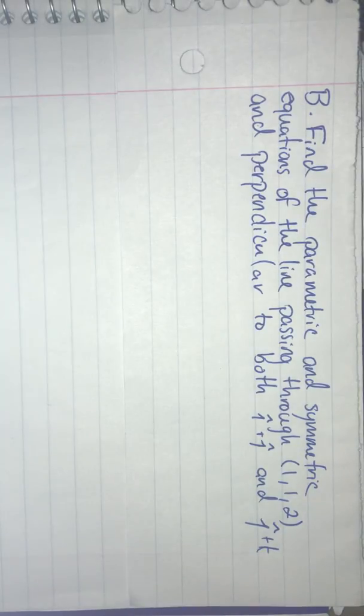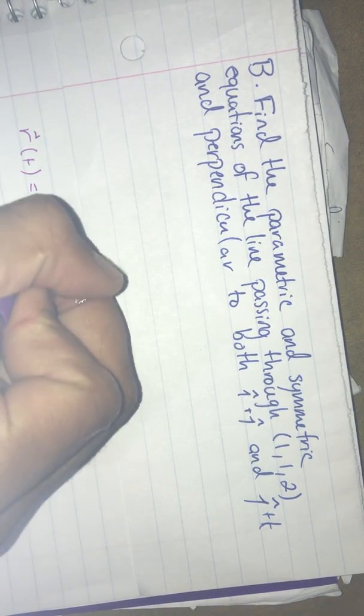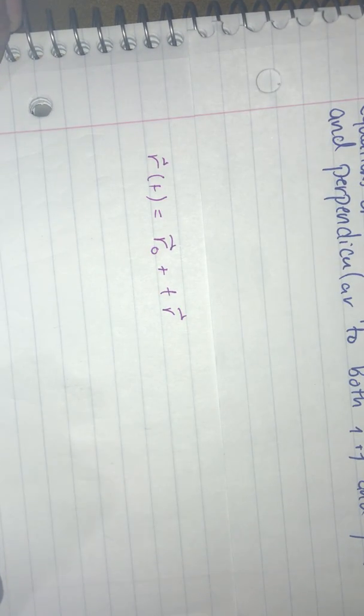Find the parametric and symmetric equations of the line passing through the point (1, 1, 2) and perpendicular to both i + j and j + k. So the formula for a line, the parametric formula, is going to be r(t) = r naught + t times the vector r. So first thing that we're going to do is try to find the vector r.